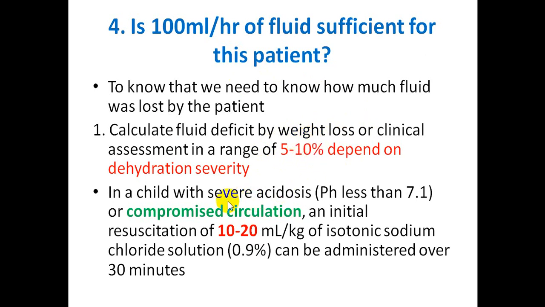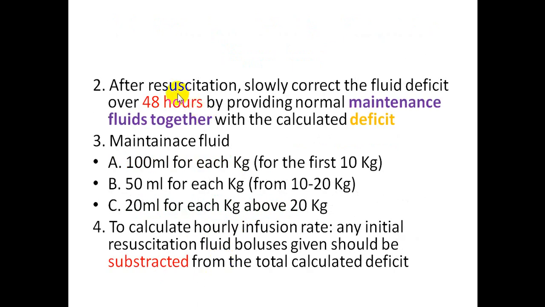If the patient has severe acidosis or compromised circulation, initial resuscitation needs around 10 to 20 milliliters per kilogram of isotonic sodium chloride, which can be administered over 30 minutes. Other references mention 1 hour. It's okay, in our case it's acceptable. Let's see.